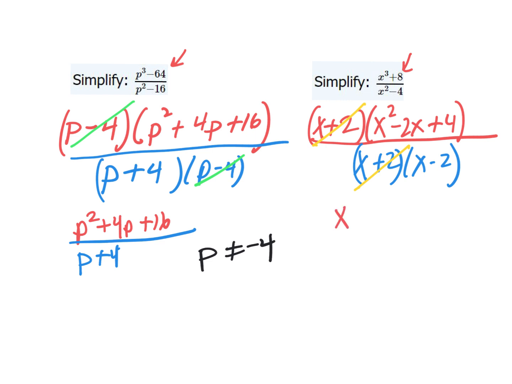And my final answer here is going to be x squared minus 2x plus 4, and this is going to be over x minus 2, where x does not equal 2.